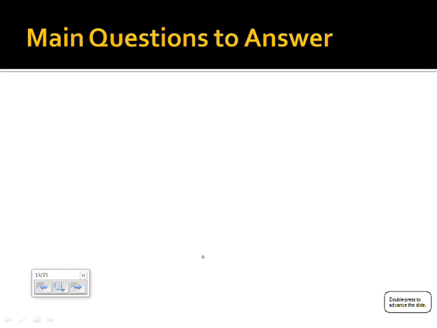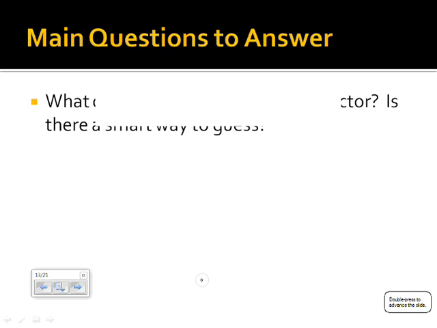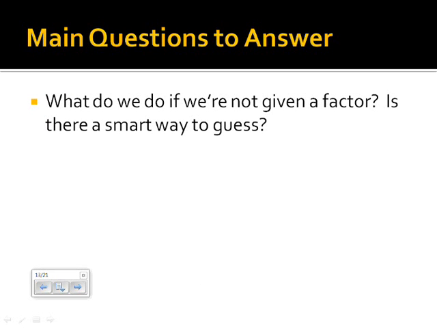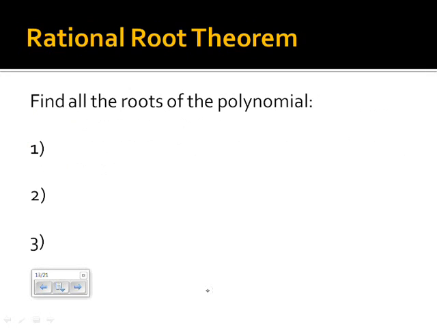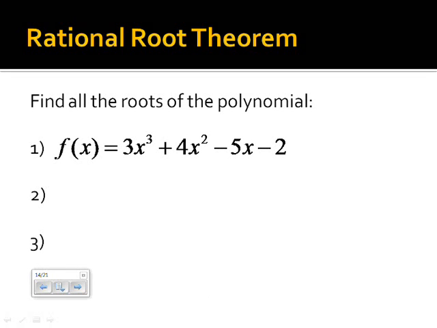The questions we want to look at today is, what if we're not given any factors? Is there a smart way to guess numbers that go in the box? And if we can get maybe some possible guesses, is there a way to narrow it down so that we don't have to try all the guesses? Okay, so here is the first problem. Go ahead and pause the podcast to write it down.